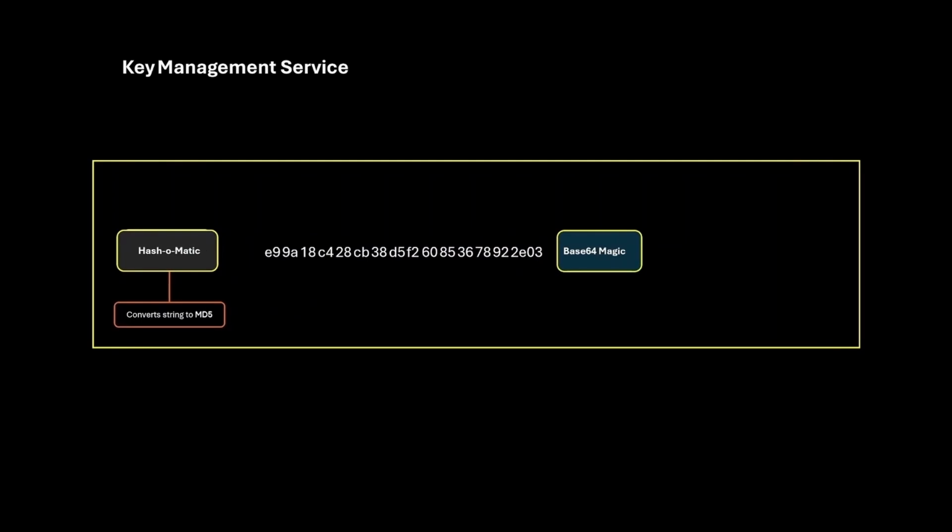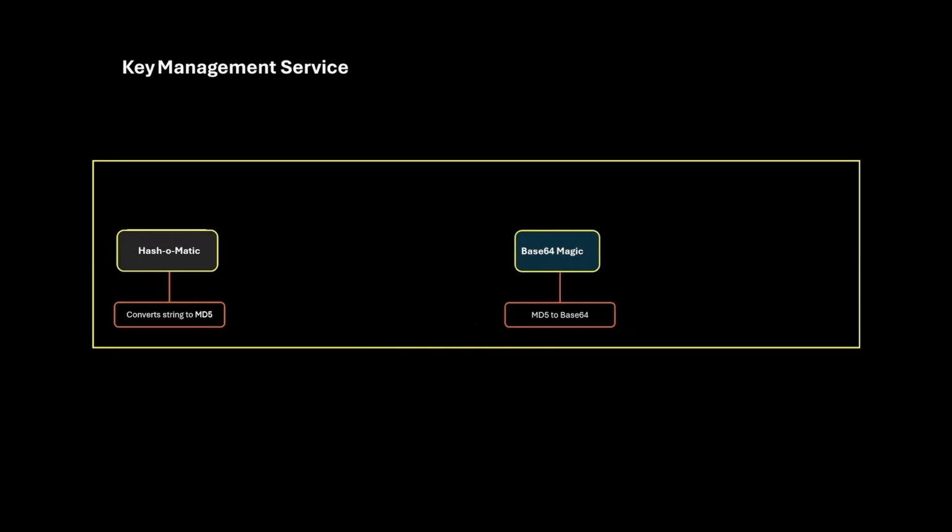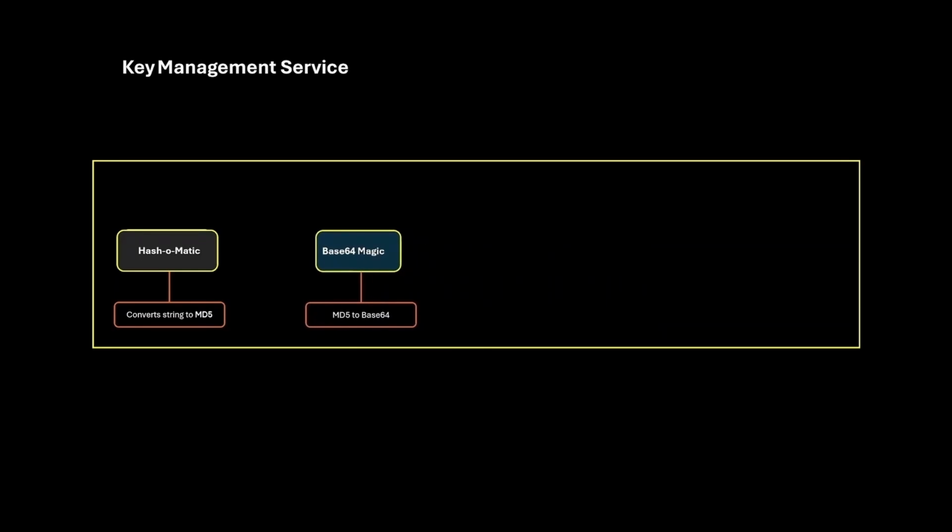Once the string is converted into the equivalent MD5 string, now the base64 magic module comes into the picture. As we have already discussed, the output of Hashomatic would be the input of the base64 magic module. What the base64 magic module does is it takes that MD5 string and converts it to a base64 string. The MD5 string is consumed by base64 magic, and once it is consumed, the module will convert that MD5 into an equivalent base64 string. Let's understand how.